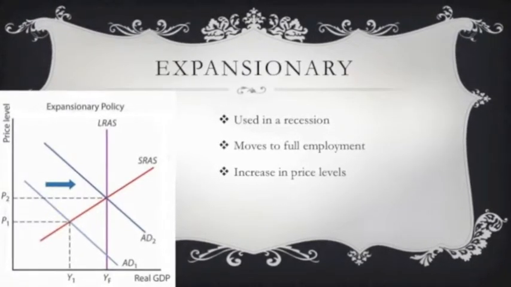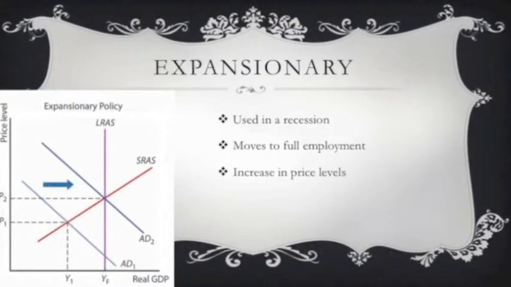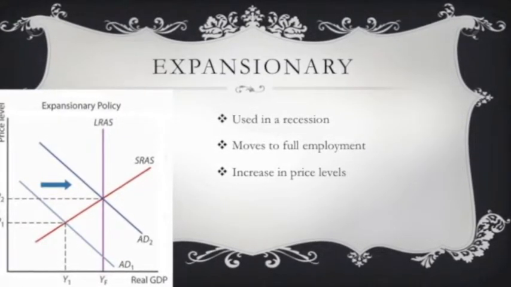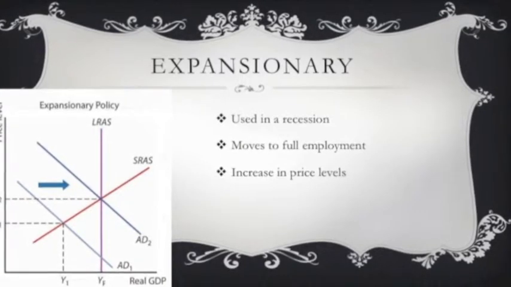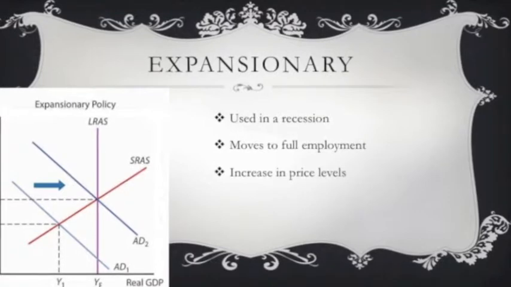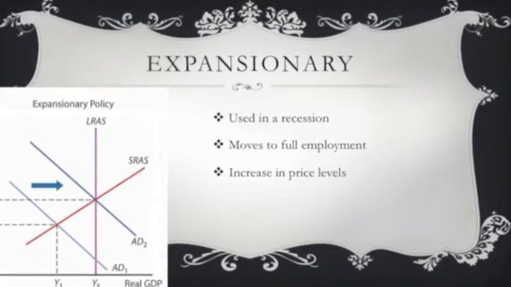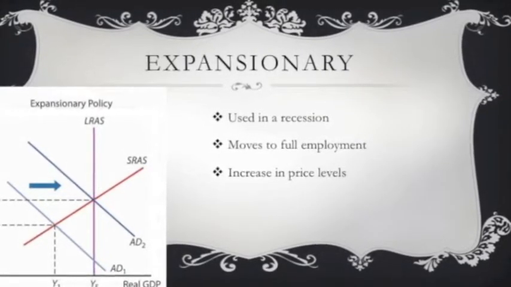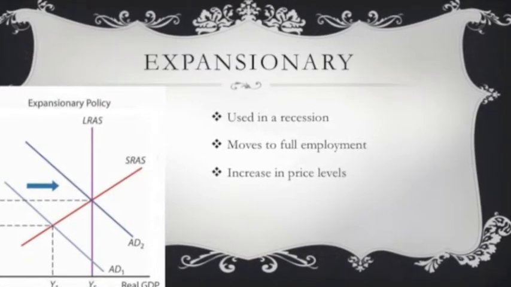An expansionary policy is used during recession. This brings the economy back to full employment and working power, yet the drawback is increased price levels. As you can see with the graph on the left, aggregate demand increases to the long-run equilibrium. GDP increases, yet prices do as well.